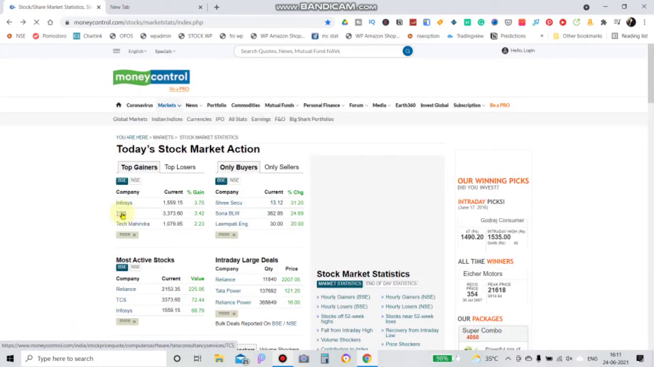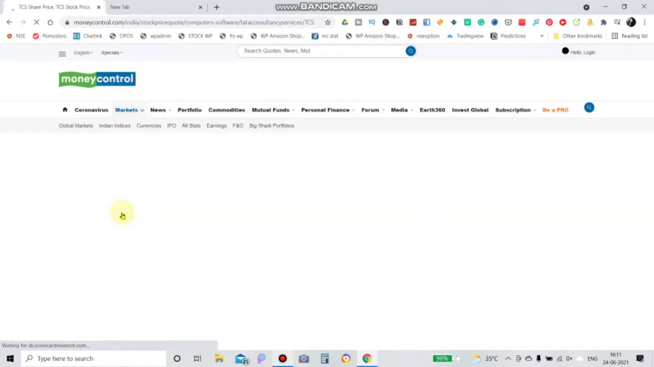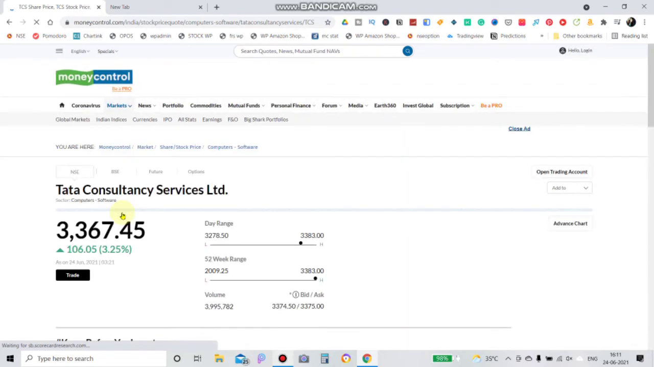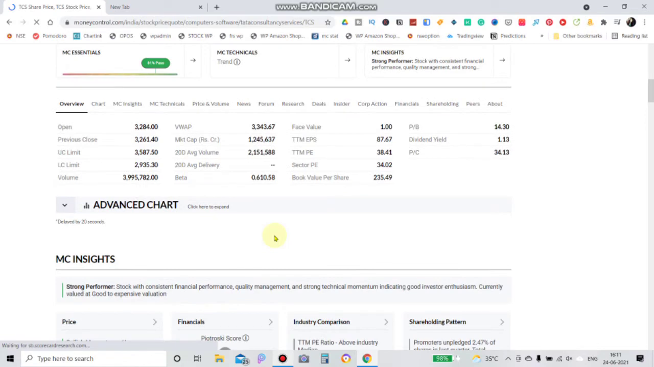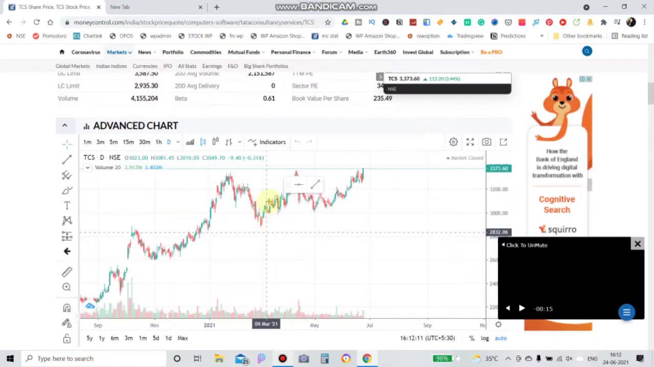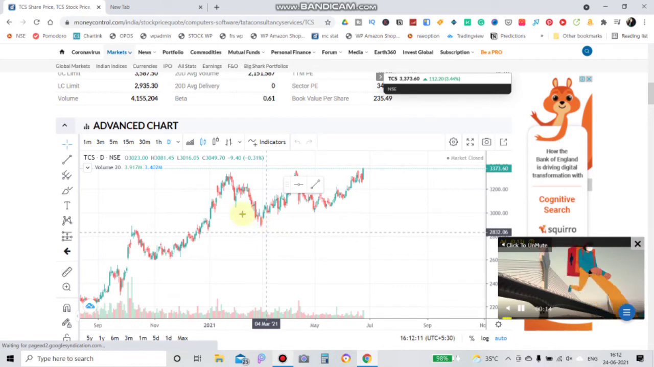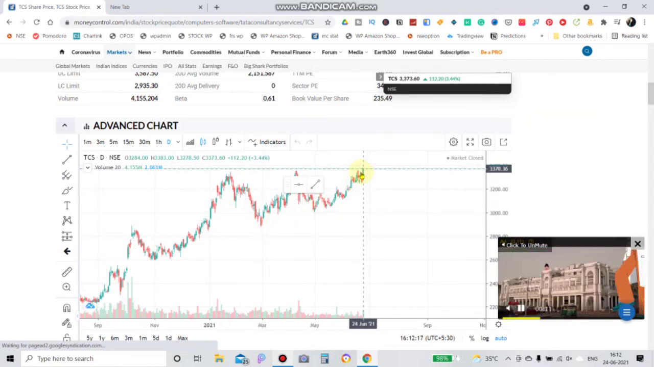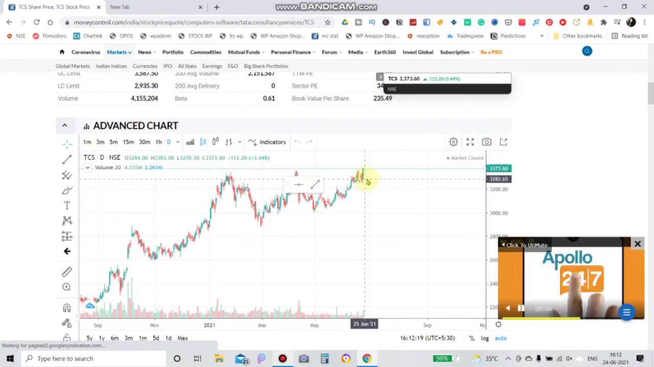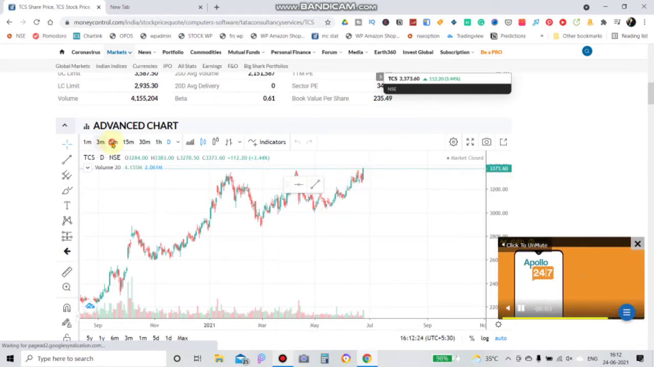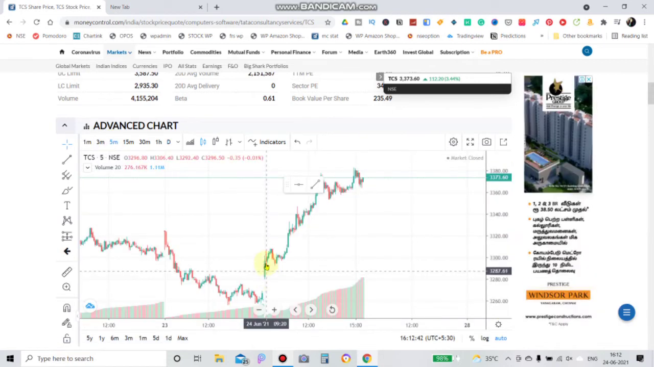TCS. Last trading price is 3,367.45. Okay, the chart we see here, it has been going up, but still it is in range, but it is in an uptrend only. So we could have considered this, provided we see where we could have entered and exited. With a green candle and it went up.